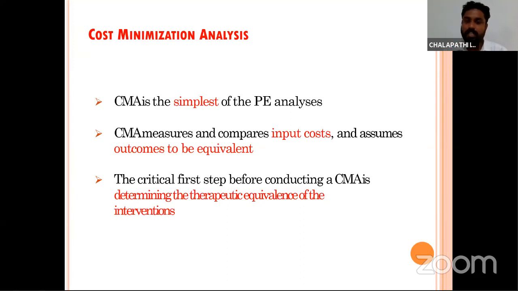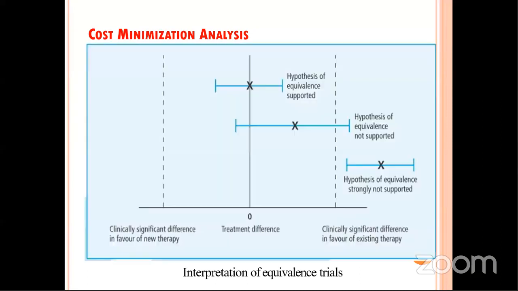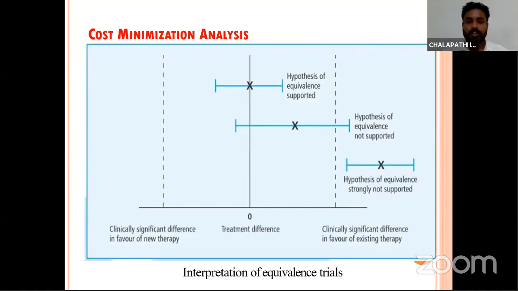I hope that is clear. To do a cost minimization analysis, you should have two drugs with the same efficacy and same safety, differing only in terms of cost. That is where we do the cost minimization analysis. So we should assume the outcomes to be equivalent. That means both safety and efficacy should be equivalent for both drugs. Take an example; this is the equivalence interpretation that we do.